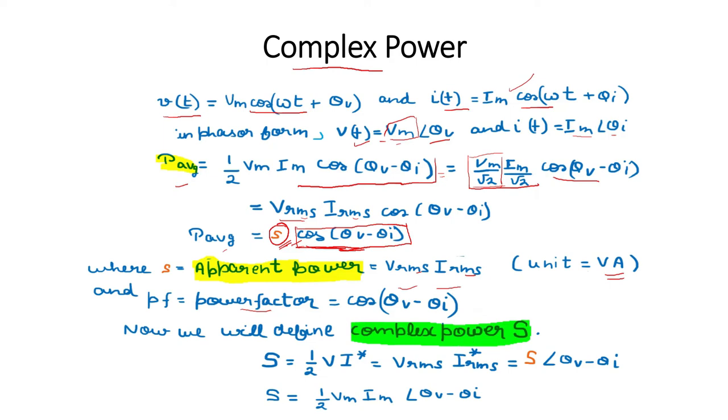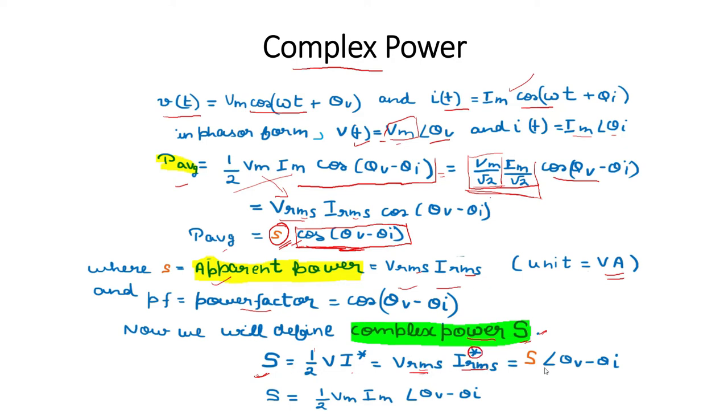Now we will define the complex power S. There is a slight difference between the apparent power and the complex power S. We will see this here. Complex power is equal to half into V into I conjugate, and when you write it in RMS form, as you can see, we have converted the maximum value into RMS value. Similarly, we convert here also. So the complex power is equal to Vrms into the conjugate of Irms.